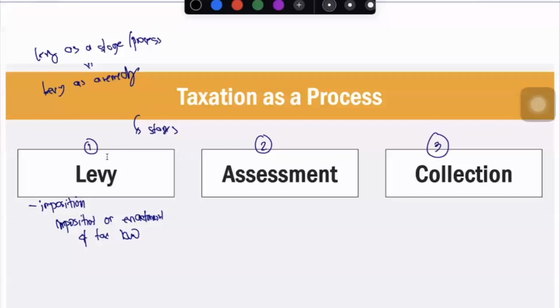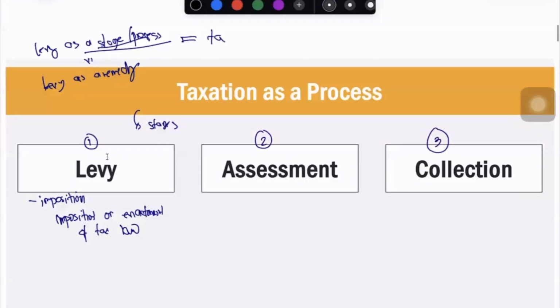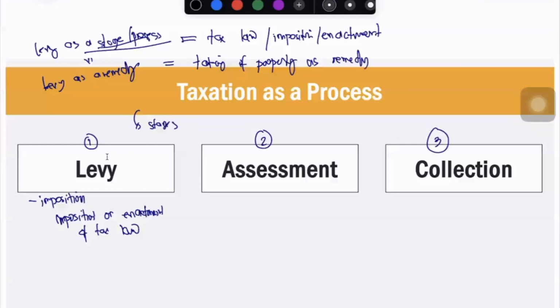When we talk about levy as a stage, okay, levy as a stage or process, we're talking about tax law, okay? We're talking about tax law. So the imposition or enactment of that particular tax law. When we talk about levy as a remedy, it is the taking of the property as a remedy to enforce collection of taxes.